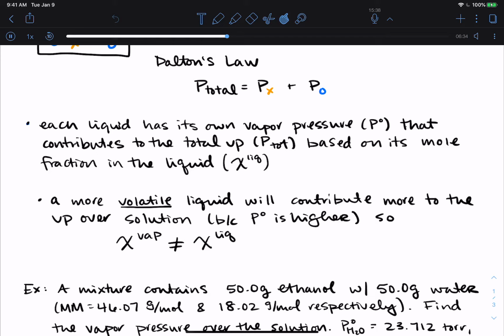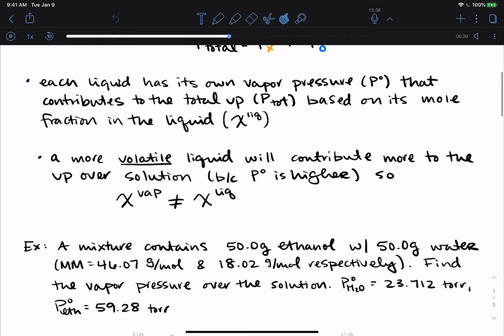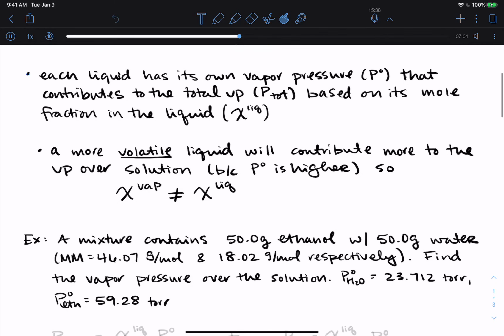So I'm going to pause this, get the problem written out, and then we will do some calculations. The example that we're going to look at says that we have a mixture with 50 grams of ethanol and 50 grams of water, and then it gives the molar masses for each of those, but if you needed to, you could calculate those as long as you had the formula for ethanol. And we need to find the vapor pressure over the solution, and we have the pure vapor pressure of water and the pure vapor pressure of ethanol.